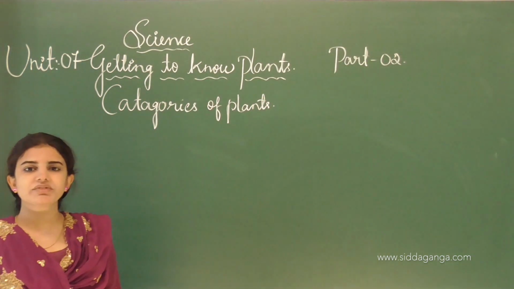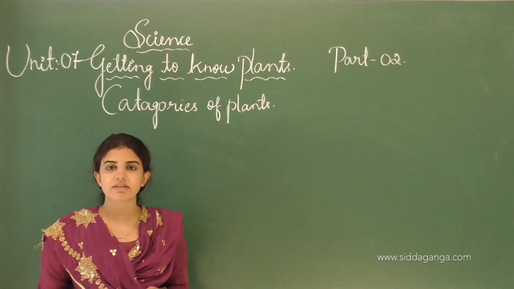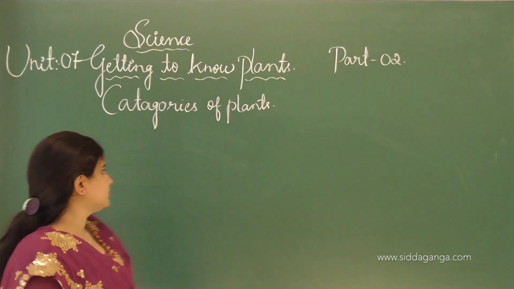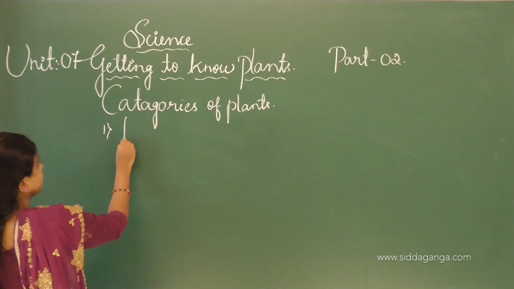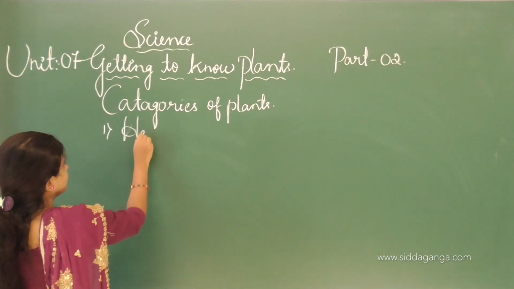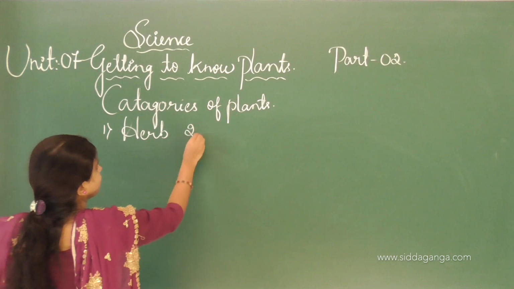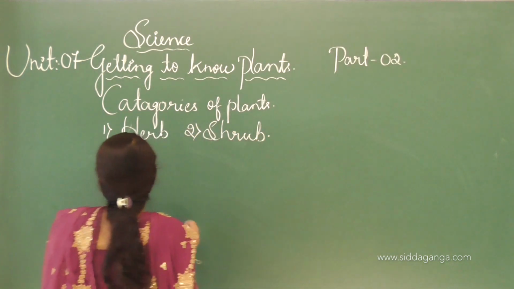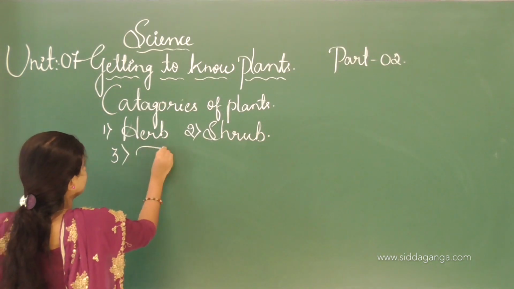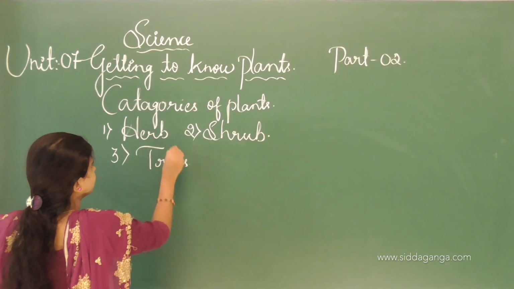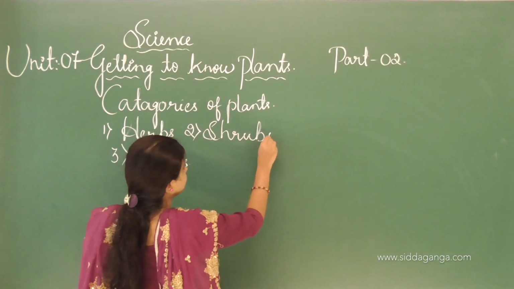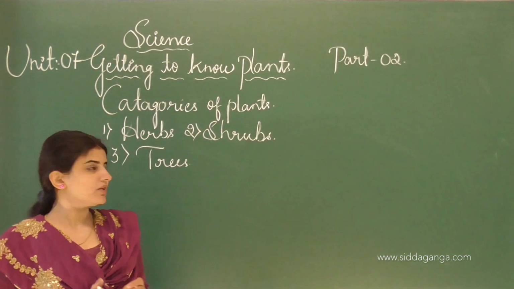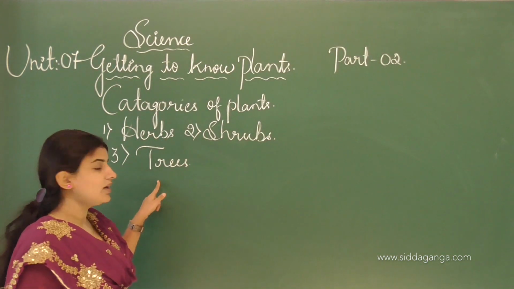See, already we have discussed the categories of the plants. These categories of the plants include 3 different types. One is the herb, second one is shrub, and the third one is the trees. This is how categorization of the plants can be divided into herbs, shrubs and the trees.